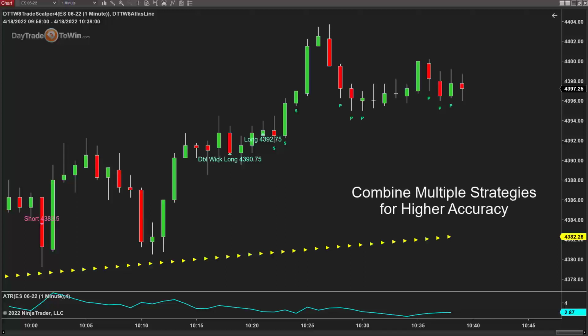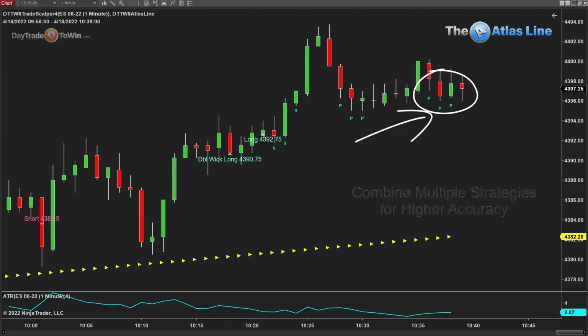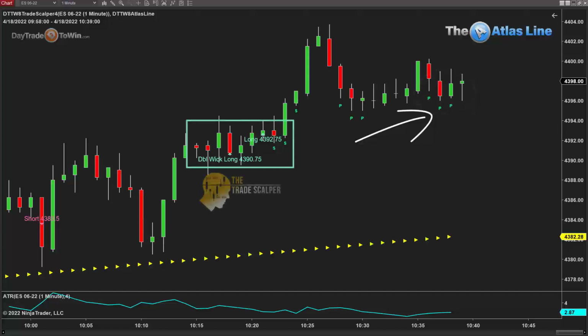So I'm going to look for a long opportunity here. As you can see, there's a most recent long trade. It's a pullback trade indicated by these P's. That's a great opportunity to go long, and that's the Atlas line. The signals prior to that are the Trade Scalper. 43.92.75, 43.90.75. These are the Trade Scalper signals, and they work differently.